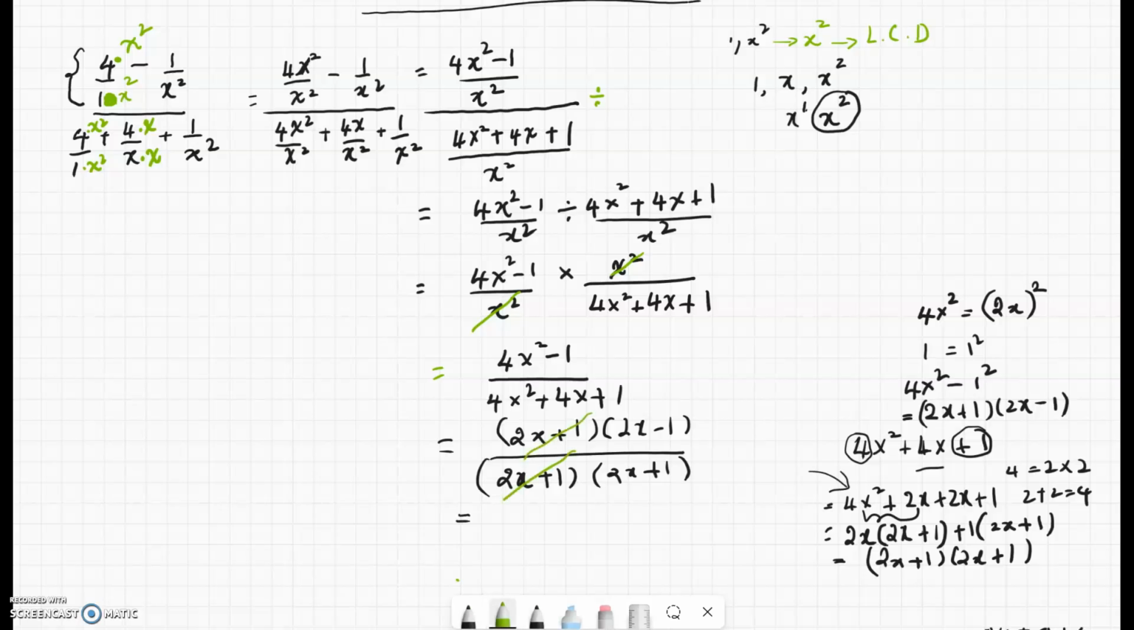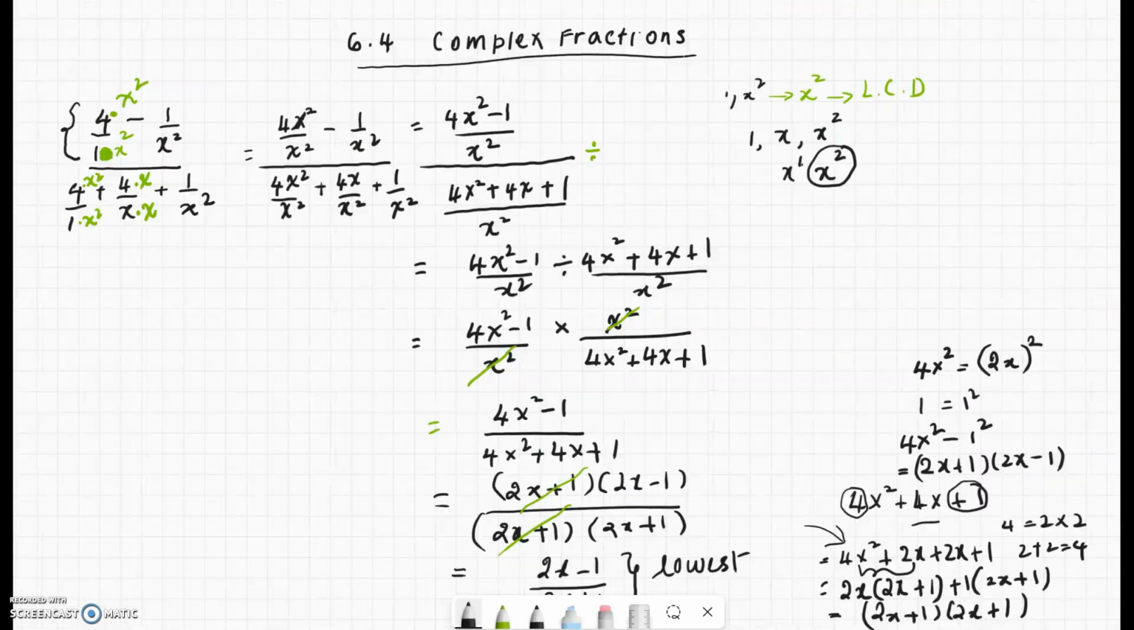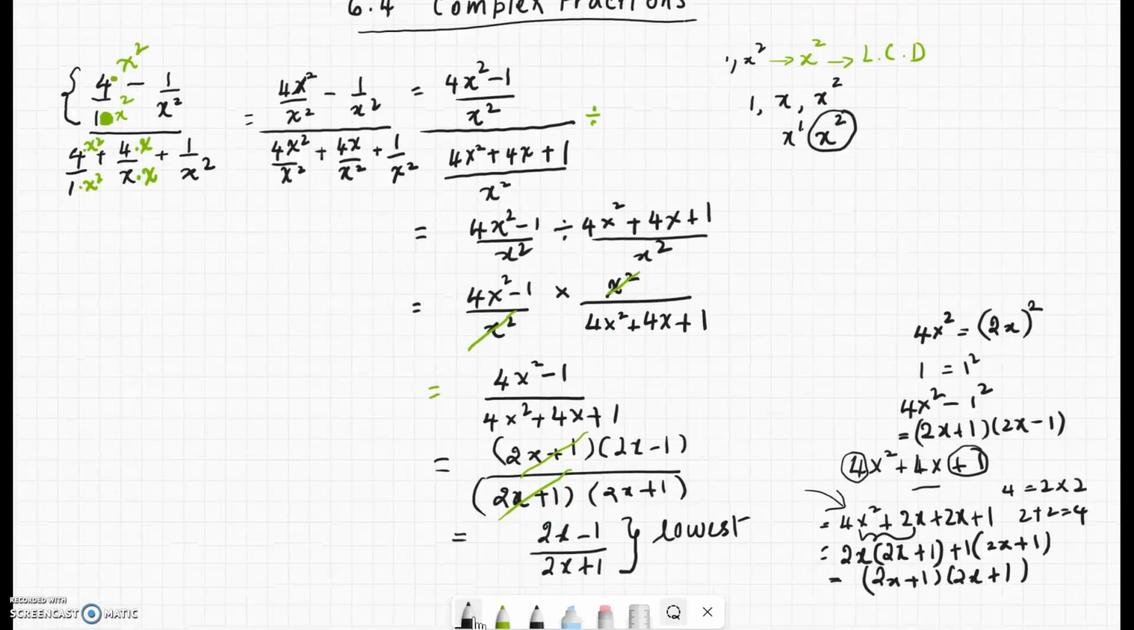So we cancel common factors. We have 2x minus 1 over 2x plus 1, and this is the form in which you need to put the final answer. This is in the lowest terms, because at the end we factored the numerator, we factored the denominator, and presented the answer in the lowest terms by cancelling the common factors in the numerator and denominator.